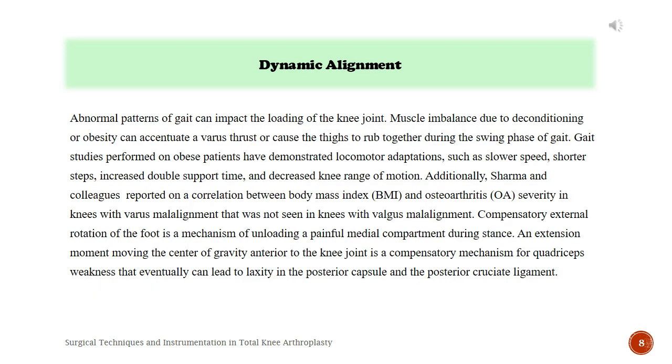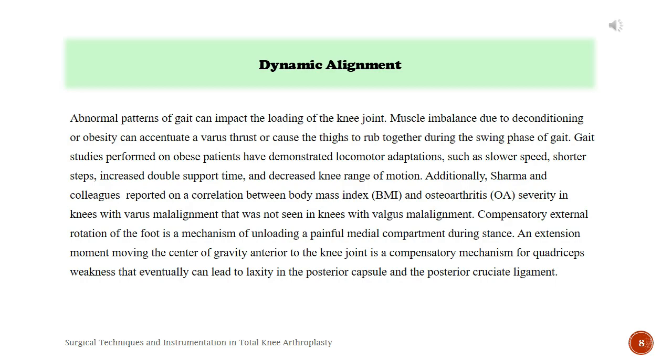Dynamic alignment. Abnormal patterns of gait can impact the loading of the knee joint. Muscle imbalance due to deconditioning or obesity can accentuate a varus thrust or cause the thighs to rub together during the swing phase of gait.